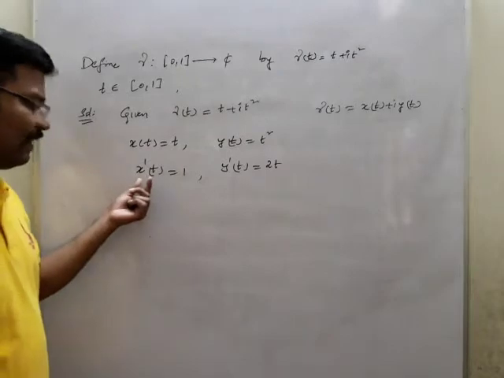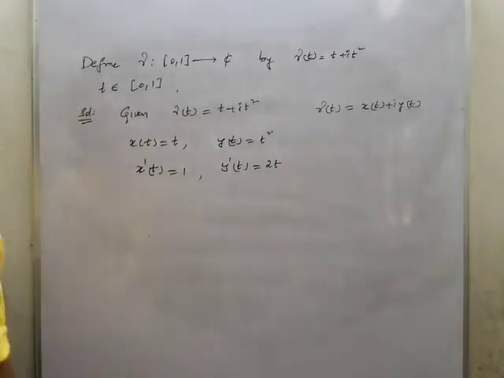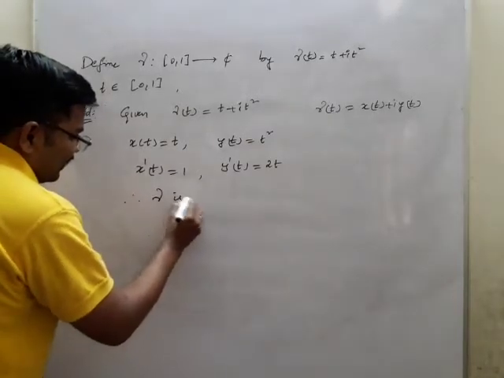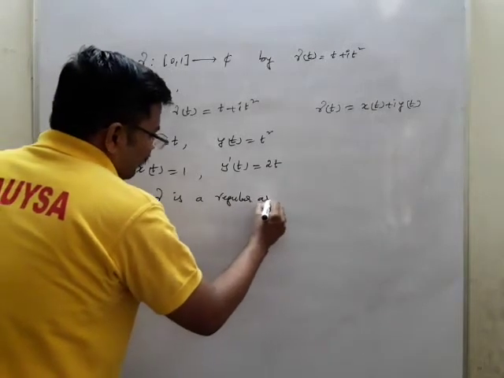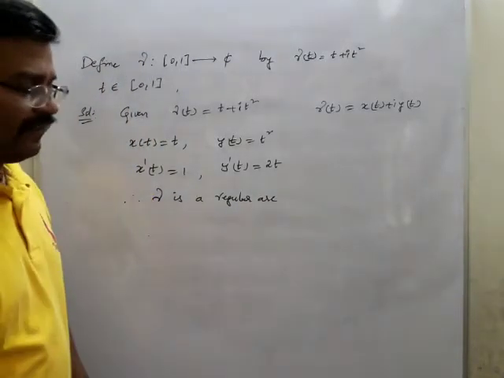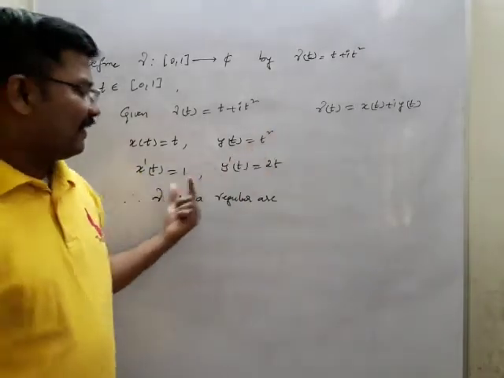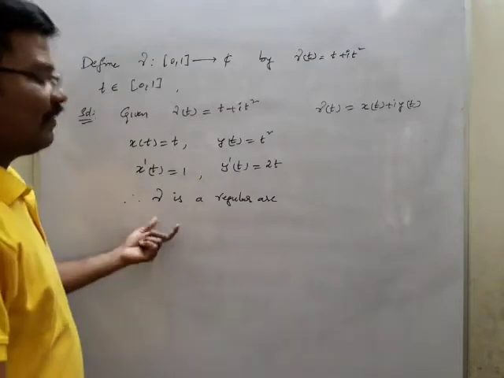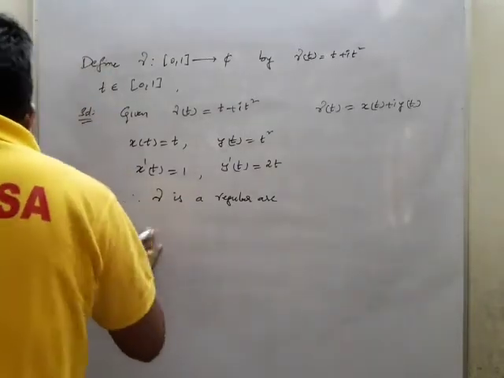You should understand that x dash of t existed, y dash of t existed. So therefore we can say this gamma is a regular arc according to definition. The definition is, if gamma dash of t existed, it will be a regular arc. Given arc is nothing but a regular arc.